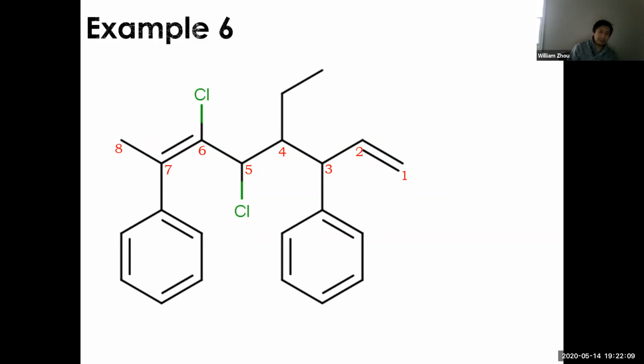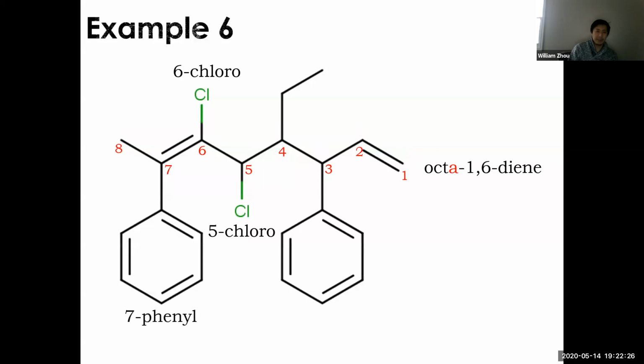So if you do that, you have to figure out E and Z. But let's label the branches. First of all, that's octa-1,6-diene, right? 8 carbons, with double bonds on carbon 1 and carbon 6. Well, that's a 6-chloro. That would be a 5-chloro. And that's a 7-phenyl. That's a 3-phenyl. And finally, a 4-ethyl. On carbon 1, we don't have E/Z, because it has 2 hydrogens and they're equal, so it doesn't matter.